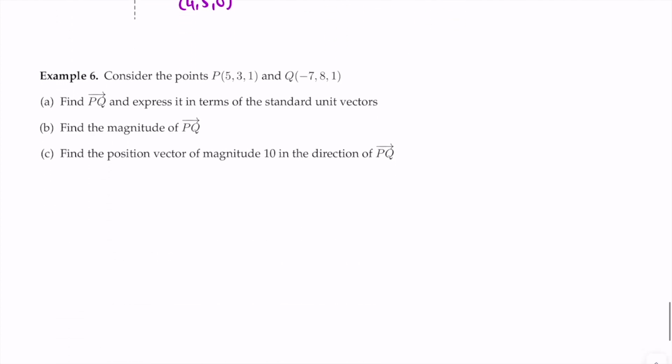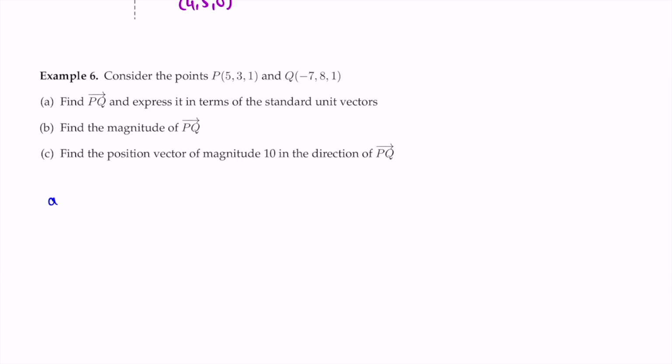So let's move on to the last example of this section note. So consider 2 points, P is equal to (5, 3, 1), and Q is equal to (-7, 8, 1). So hopefully at this point you're comfortable with locating the point in space, so I'm going to skip that and just focus on doing the calculations. Alright, so part A tells you to find the vector PQ with P as the initial point and Q as the terminal point, and then express it in terms of standard unit vector form.